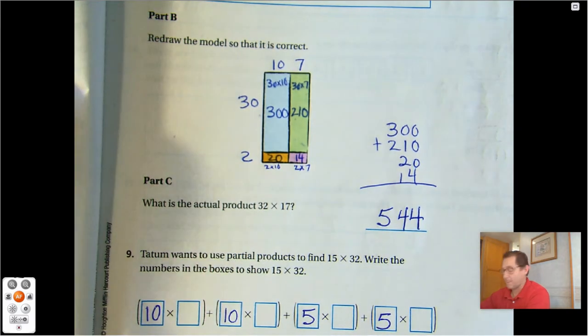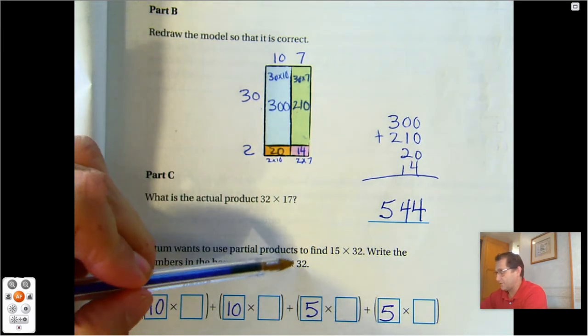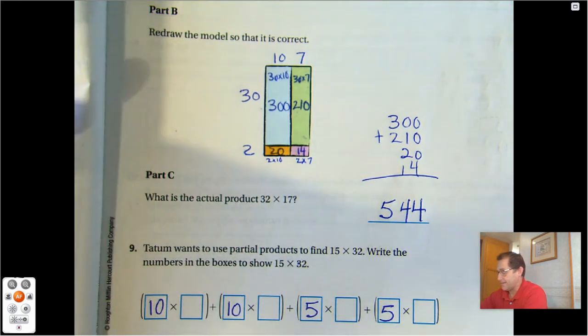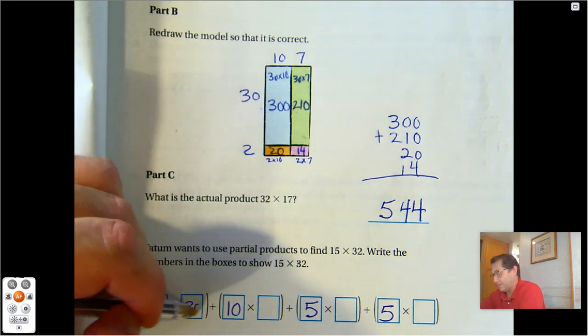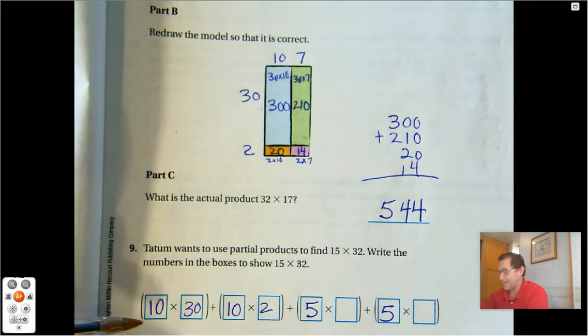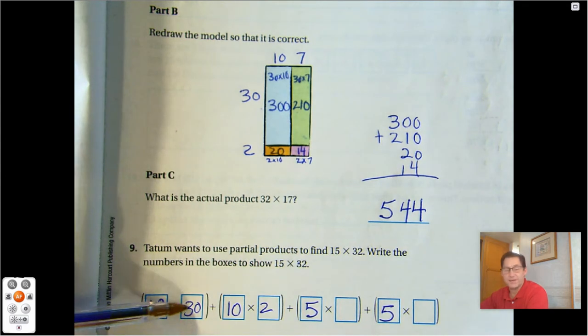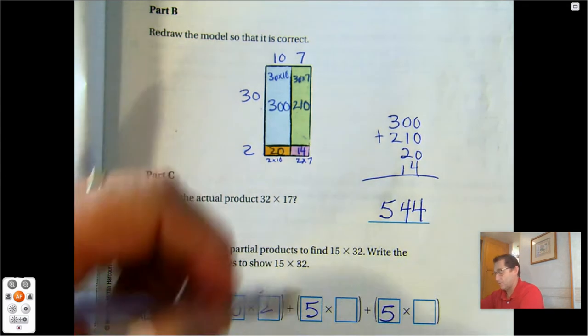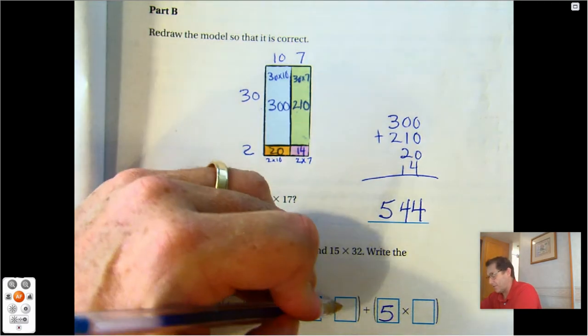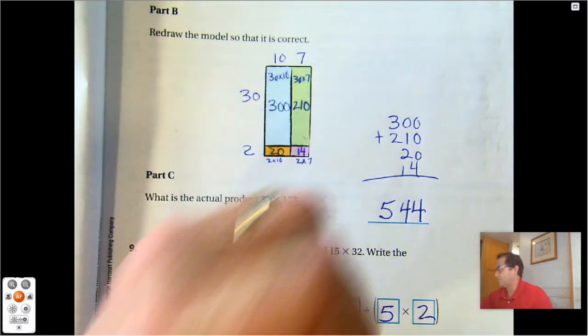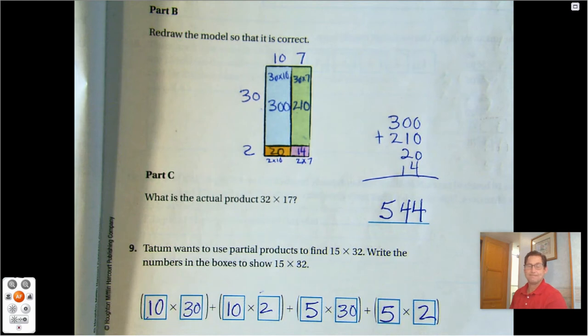I can break up the 32 as 30 and 2. So I'd have to multiply the 10 of 15 times both the 30 and the 2. I'd have to multiply the 5 of 15 by 30 and 2. Okay, so that's how we would break that up.